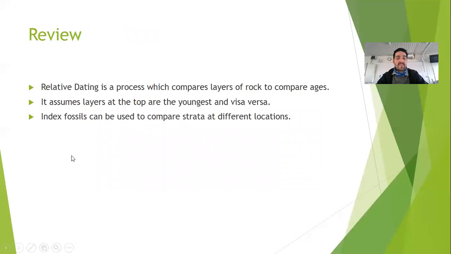So in review, it's a process which uses compare layers, known as strata, to compare different ages, and it assumes that the layers at the top are the youngest and vice versa. We can also then use index fossils to compare different layers or strata at different locations to get a picture of what age groups they may belong to.